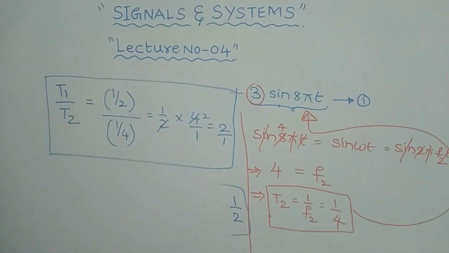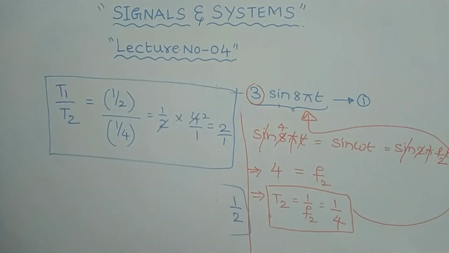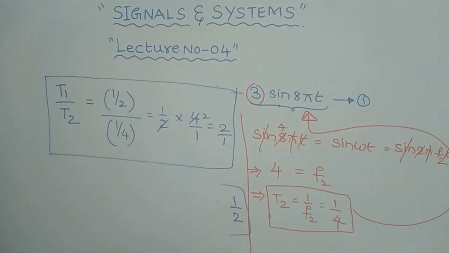Therefore, the given signal is a periodic signal. Your x of t is a periodic signal. Now, what is the time period of x of t?